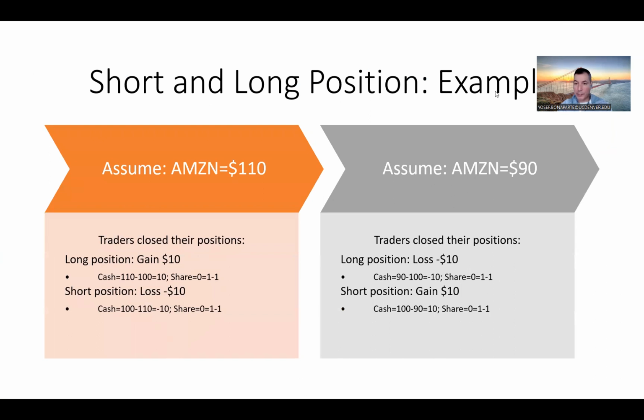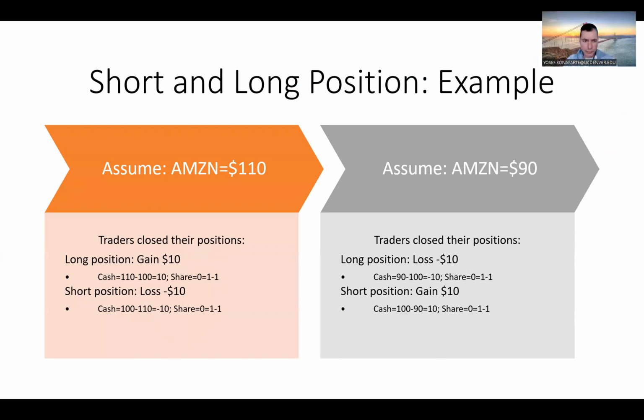Here's an example of a position. Assume you bought an Amazon long position at $100. Now Amazon is at 110. If you're long, you paid $100, the price of Amazon is 110, and you sold Amazon. That means you bought it for 100 and it became 110, so your cash flow is 10. You bought one share and sold it, so your share count is 0.